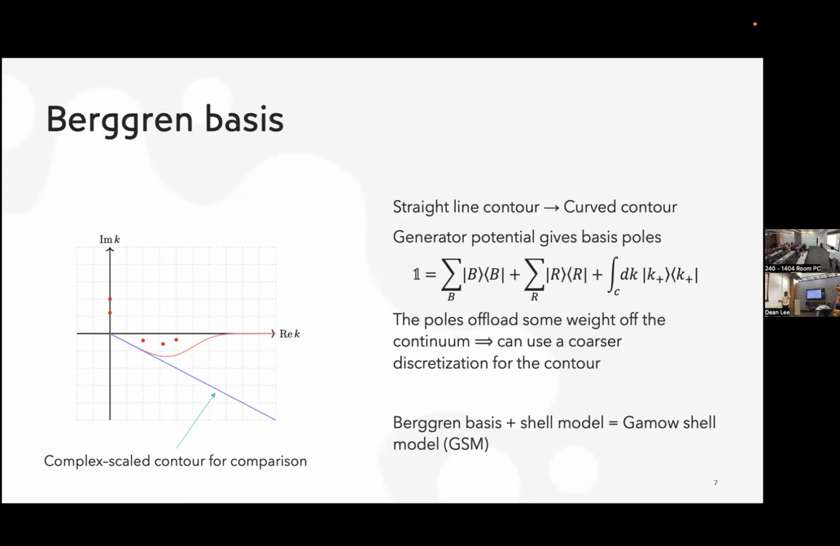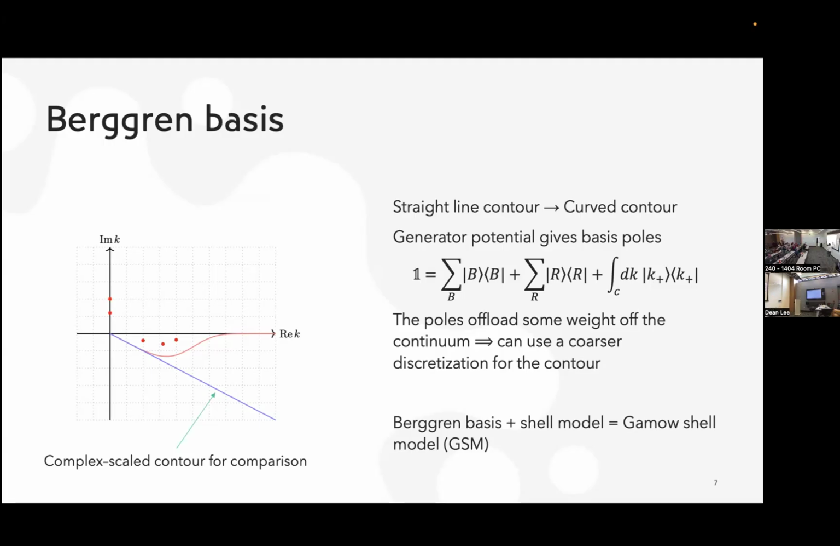Another more sophisticated method is called the Berggren basis. Here, what you do is, suppose instead of this straight line contour, you just curve it over to this line, deforming the contour, but also you express everything in a basis. So in your basis, you will have bound states, resonances, and these continuum states.